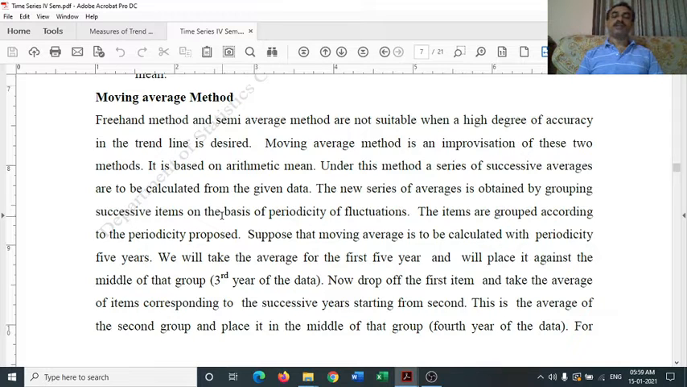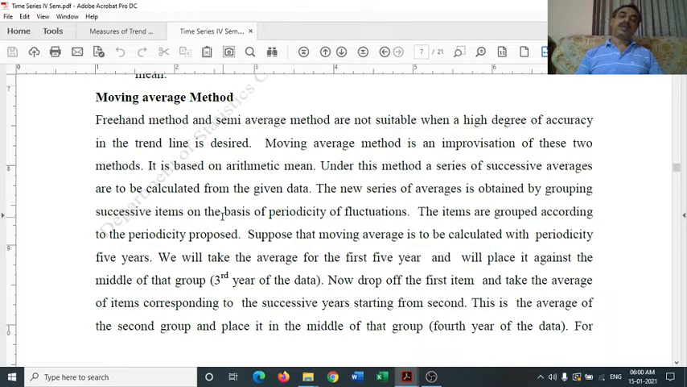Therefore, the second bunch consists of 1992, 1993 and 94. In that manner, we will group the years, the time points, and also the corresponding observations into bunches of the duration of periodicity, and then calculate the averages of these bunches. That is the first moving average, or the moving average of bunch 1. Likewise, we calculate the moving average of each bunch.